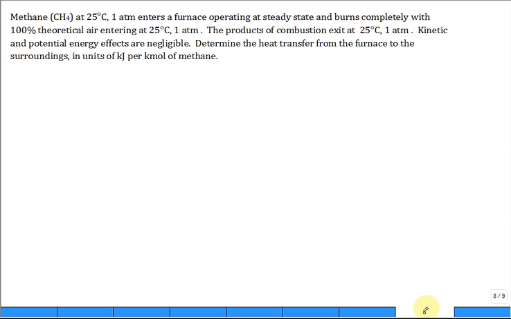Well, I made up this problem where we have methane at 25 C, 1 atm enters a furnace operating steady state, burns completely with 100% theoretical air that also enters at 25 C, 1 atm. And the products of combustion exit at 25 C. What? How can you have the products of combustion exit at that same temperature? And you know it's exothermic. Heat transfer. And so we don't have a large Q dot, we have a large negative Q dot, meaning there's a lot of heat transfer out of that combustion chamber.